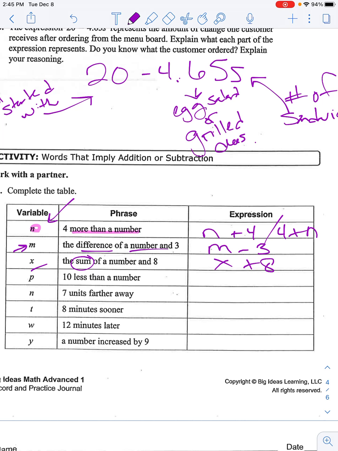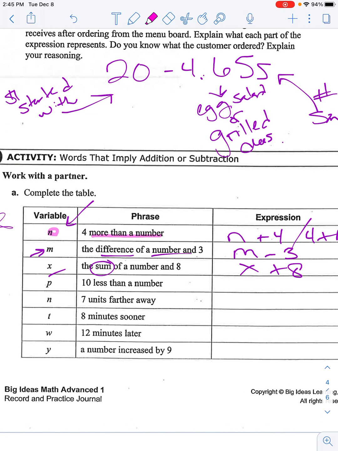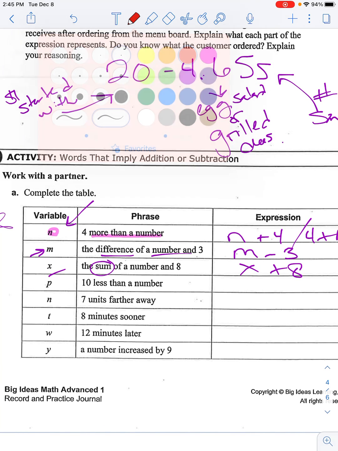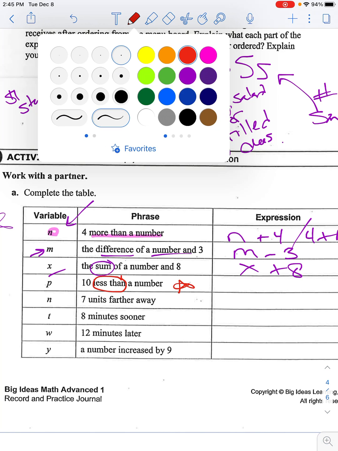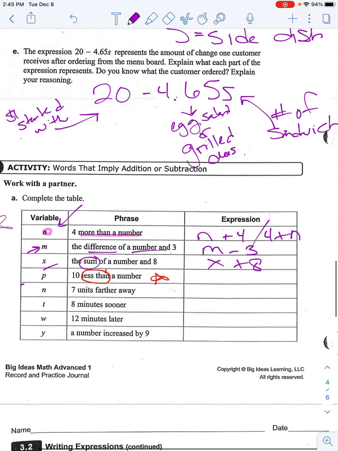10 less than a number. Guys, this one was on your chart. Pay very close attention to when it says less than. It reverses the order. So it's 10 less than a number. So we're not sure what the number is, but it's 10 less than that. So it's p minus 10. If you put 10 minus p, that's actually incorrect. Try those next four. Pause the video, try the next four, and then unpause. See if you get these right.